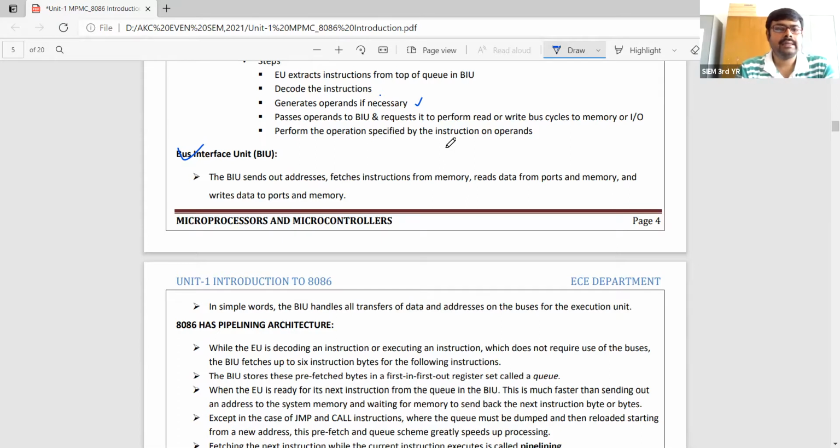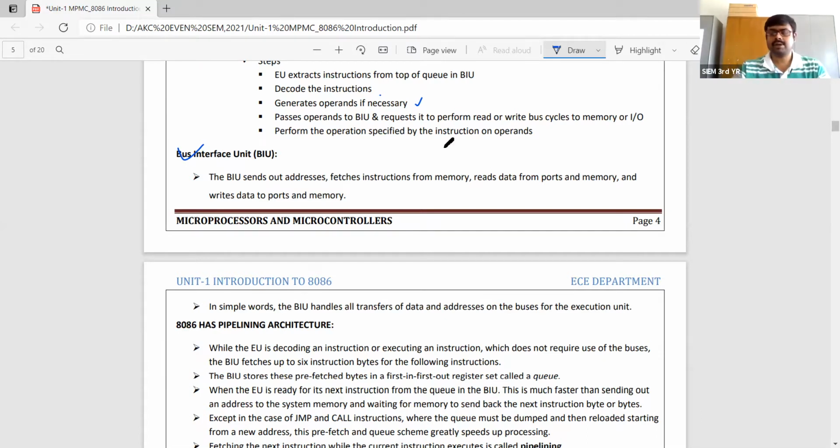BIU has basically set the different addresses, fetches the instructions from memory, reads data from ports and memory, and writes data to ports and memory. So input-output operations may be controlled and executed using this BIU unit. Point 2, or column number 2, they have mentioned in simple words: the BIU handles all transfers of data and addresses on the buses for the execution unit. So that is the preliminary of the basic tasks associated with the BIU.